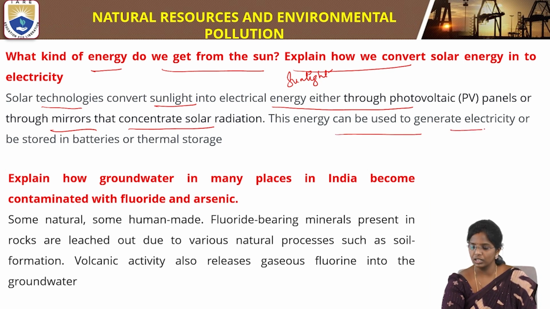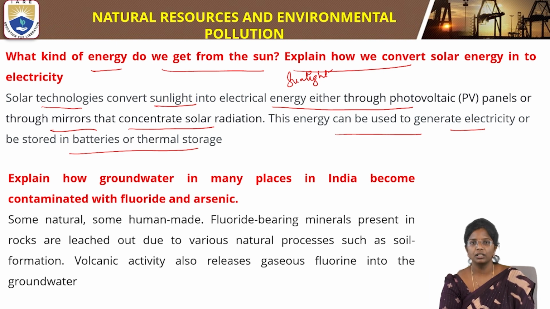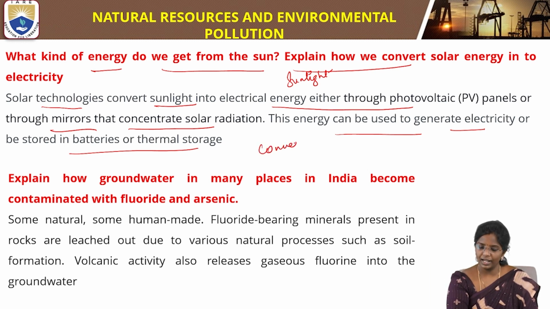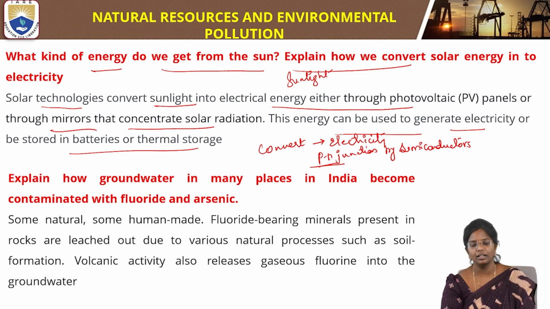So this energy can be used to generate electricity or to be stored in batteries or thermal storage. So photovoltaic panels or mirrors are used to concentrate the solar radiation that we are getting from the sun and convert it into electricity through PN junction formation by semiconductors. So photovoltaic cells are used wherein P and N type semiconductor materials separate the charge carriers that are produced. So that is nothing but the flow of electrons, and that is the energy that comes out as electricity. So this is how the conversion of solar energy into electricity is done.